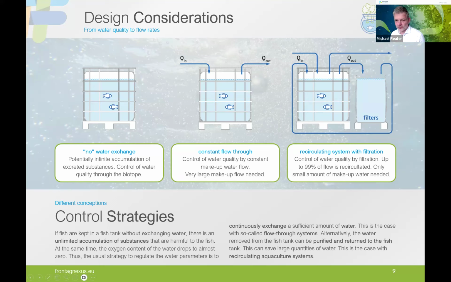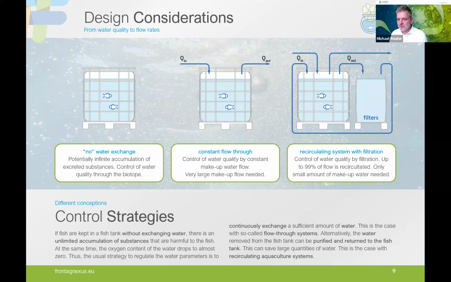Then we have the constant flow through systems, where the water quality is maintained by the amount of water that runs into the system and out again, carrying away the waste products that are produced by the fishes. And if we have more fish, we just need a larger flow. And then there are the recirculating systems that can recirculate up to 99% of the flow through the culture tanks or culture units. And the water is filtered by different filtering devices and can then be fed back to the culture unit.